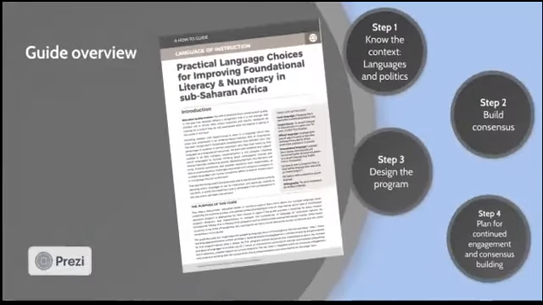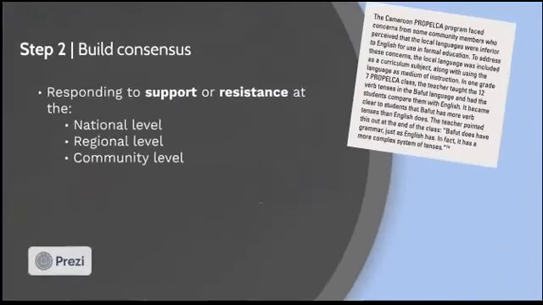Step two is building consensus. Use the understanding of the language context to engage with stakeholders at the national and local levels. Where there's resistance, it's helpful to remember that stakeholders usually have a logical reason for it.